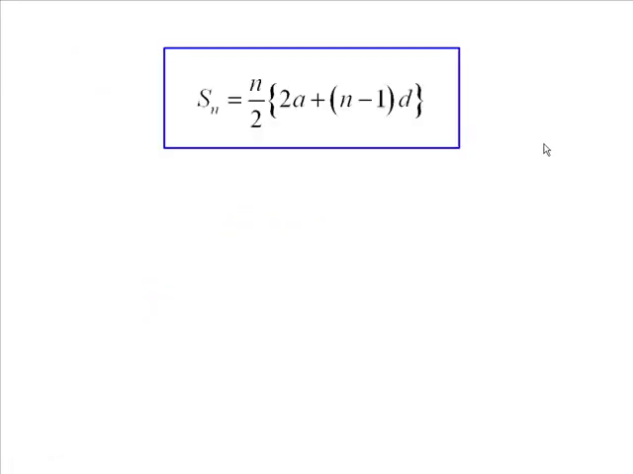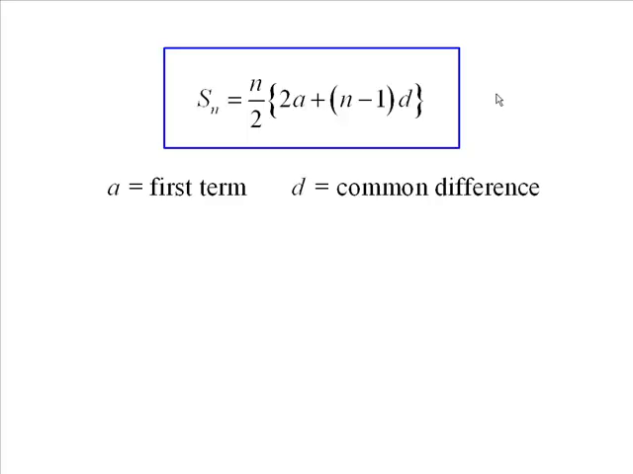Hi again. You should recognize that formula as the sum of the first n terms of an arithmetic series. Let's just check what those letters mean. A is the first term of the sequence. D is the common difference between the terms of the sequence.